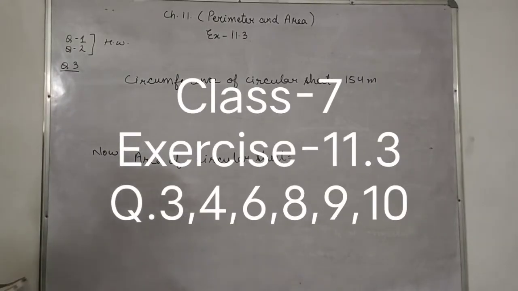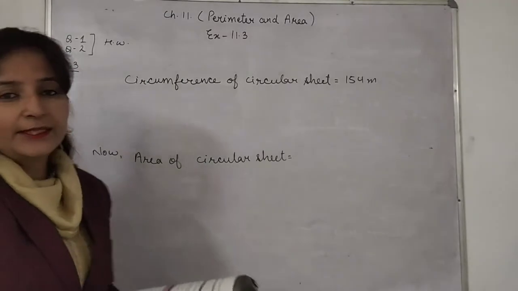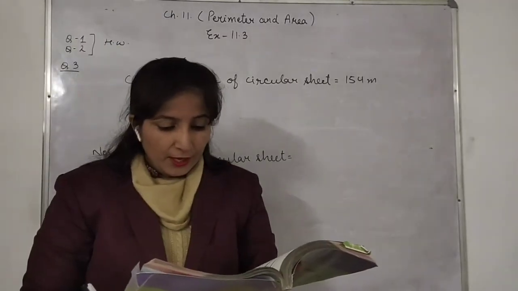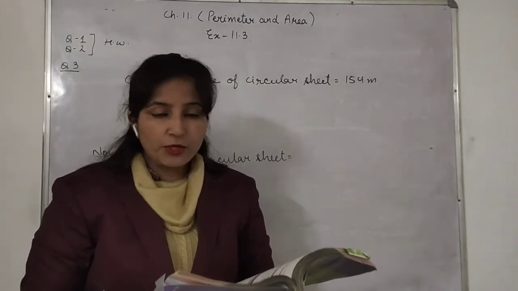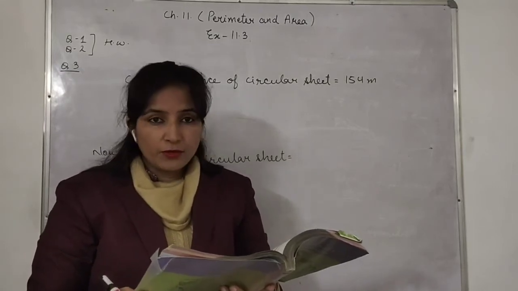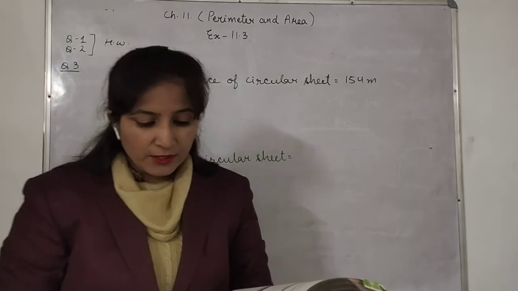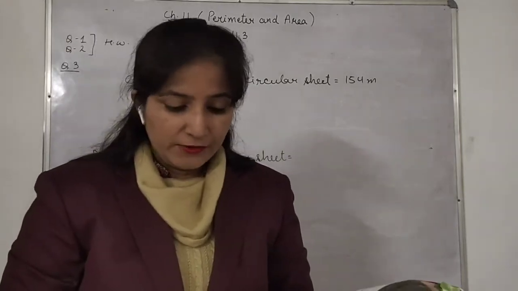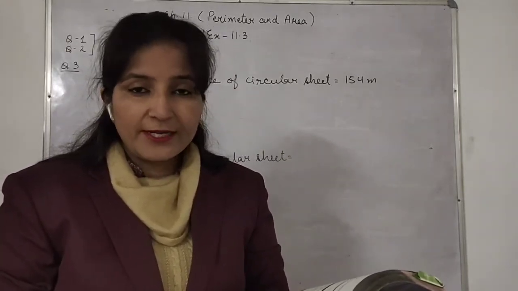Good morning, students. So let us start exercise 11.3, in which the first and second question you have to do yourself. This is your homework. Question number 3 is, if the circumference of a circular sheet is 154 meter, find its radius.